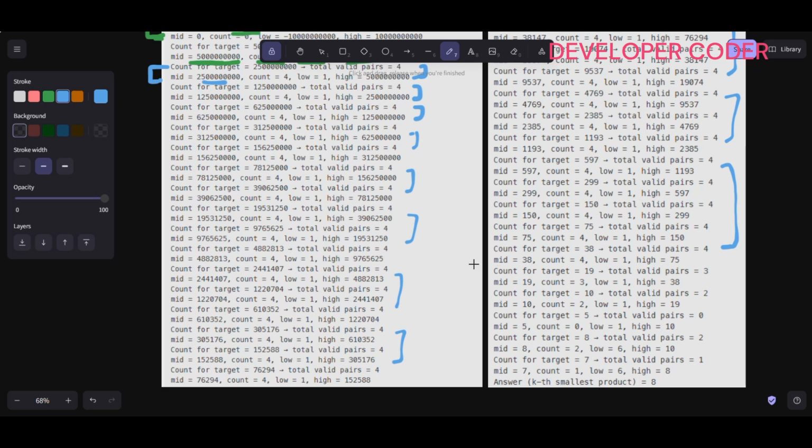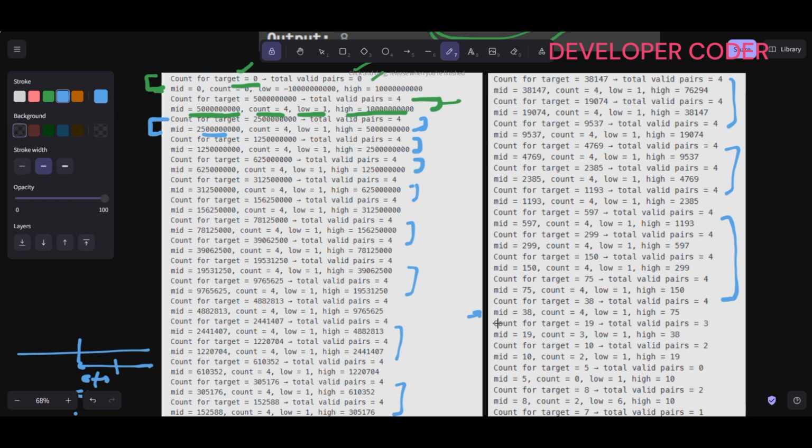Now here if you see, when my high becomes 75. So first time I move here, then I break it here, then here also answer is possible, then here also answer is possible. Breaking it little bit like this. So here if you see, next time, now if you see this line. Here high is 75, low is equal to 1. So if you do mid 38, again total valid pairs are 4.